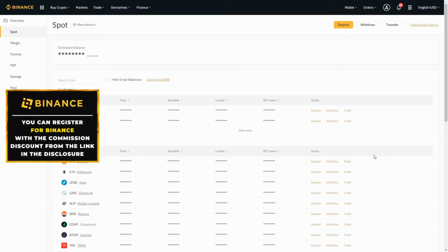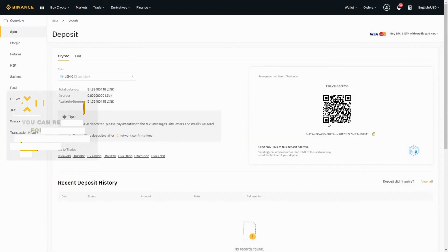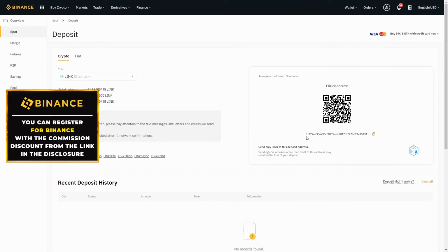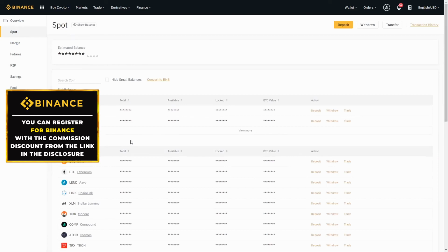So for example, say we already have some Chainlink. We can go to Chainlink, we could select deposit, and we could scan this QR code that they've sent us, or we could use this address right here to deposit the funds into our account. And then those funds will show up in our Spot wallet, right on this page right here.